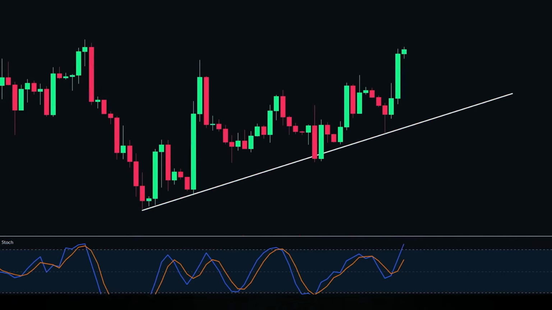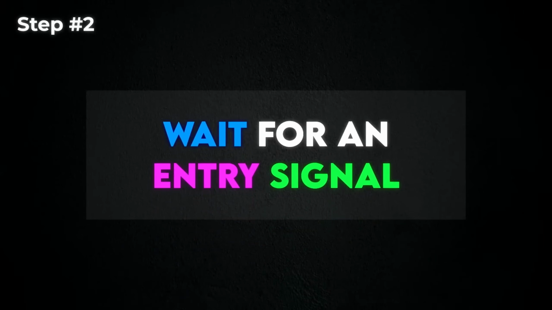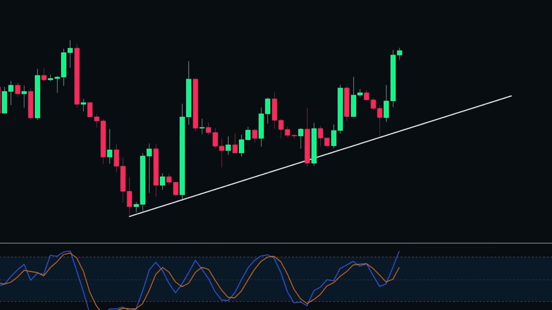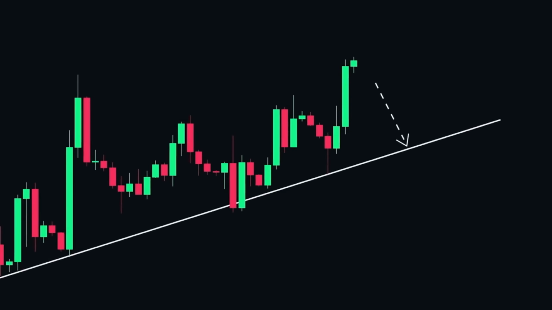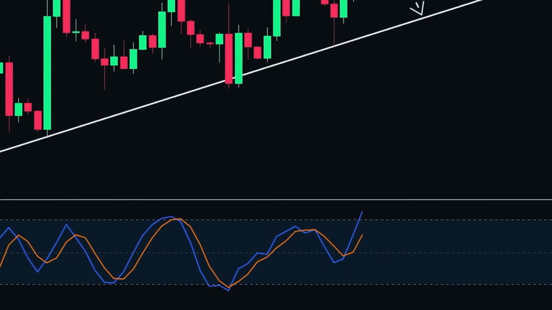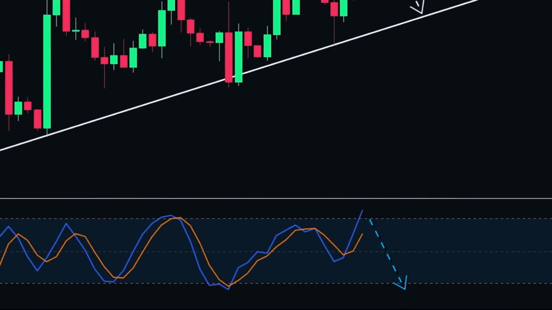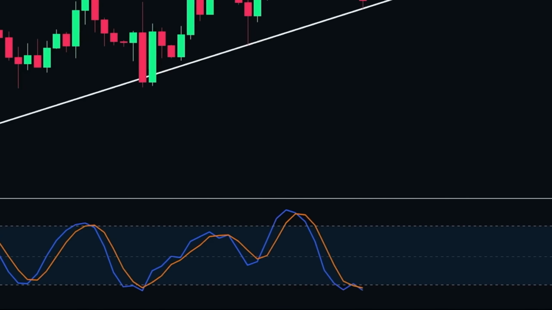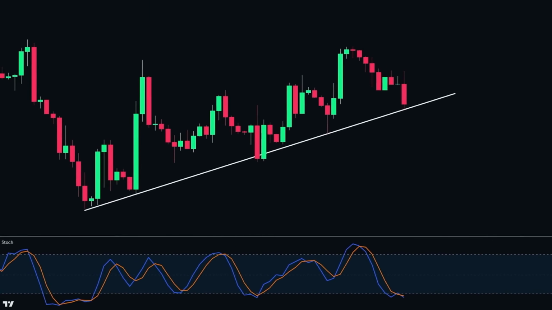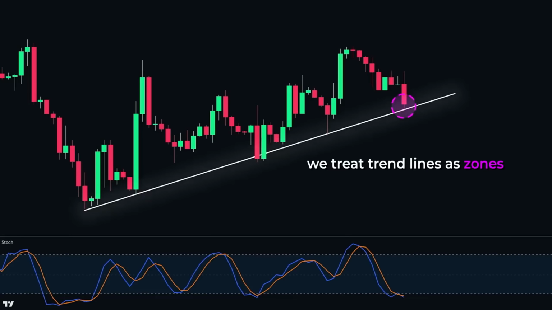Now that all the tools are set, we can start looking for entries. So what I look for is price approaching the trend line. But I also want to make sure that the stochastic line crosses into the oversold level, which is this bottom level here. So that would look something like this. But keep in mind, as I mentioned earlier, we treat trend lines as zones instead of fixed lines. This means that price doesn't have to touch the trend line perfectly. As long as it's within the zone of the trend line while the stochastic crossed oversold, the setup is still valid.